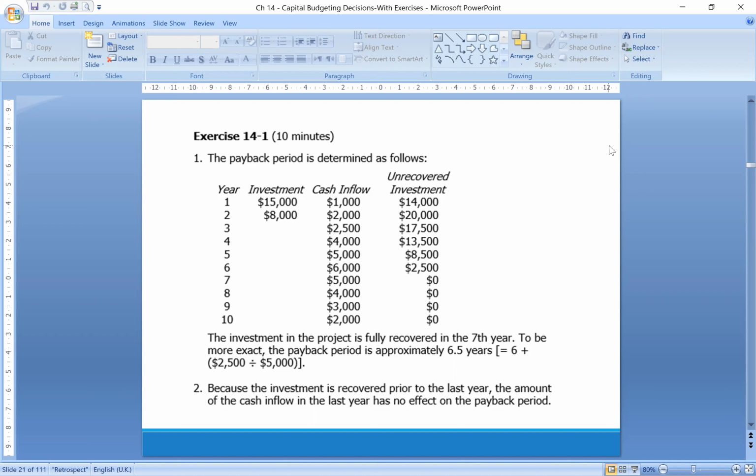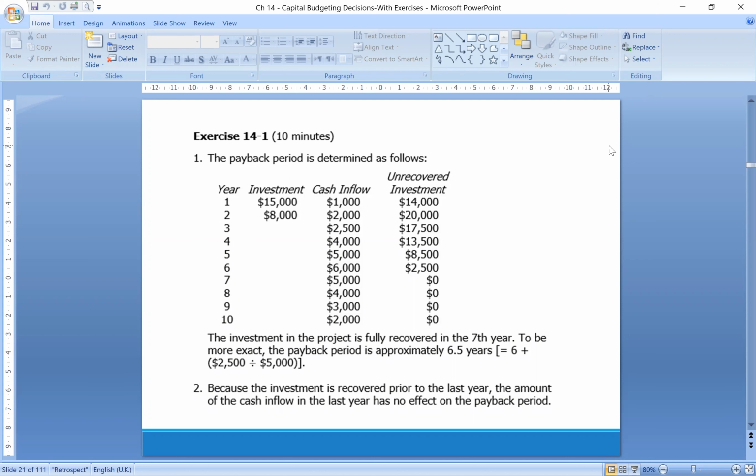Up to 6, 25? 20,500. So we still have 2,500 that will be recovered in year 7. But we cannot say the payback period is 7 years, can we? So it is 6 plus something, right? 6 plus something.